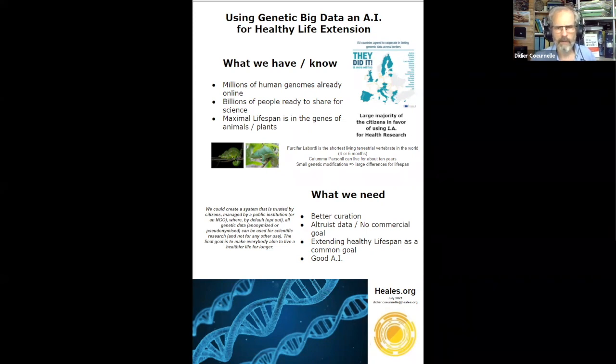Gene therapies for healthy longevity are very probably a big part of our future. If we can work together with altruistic goals, then we can make this a closer future for all.